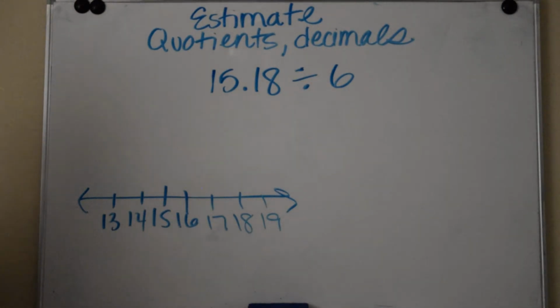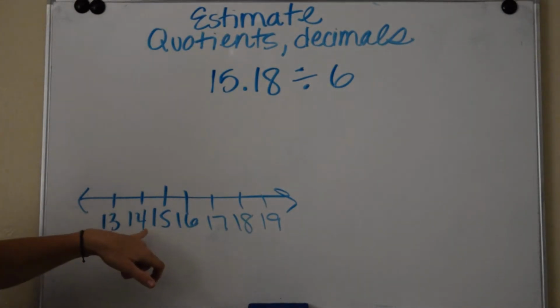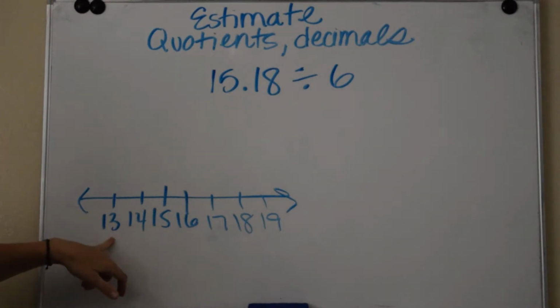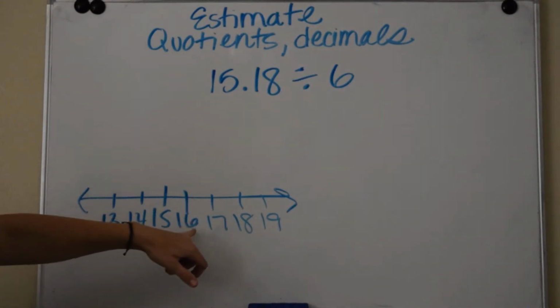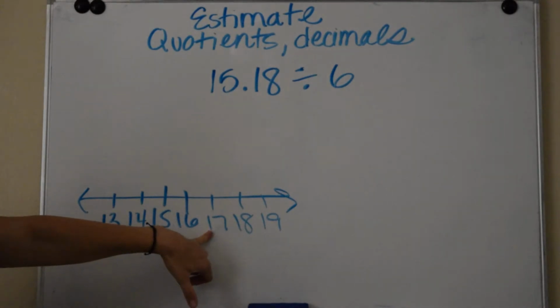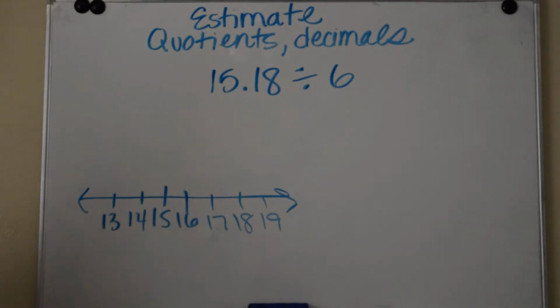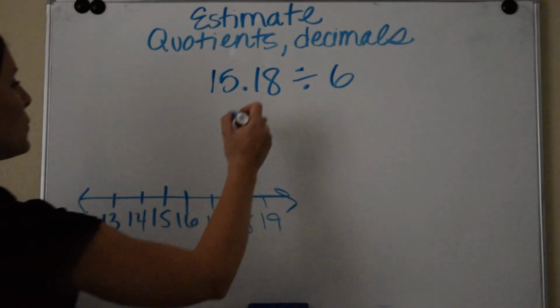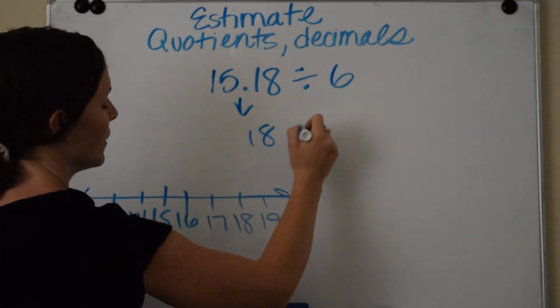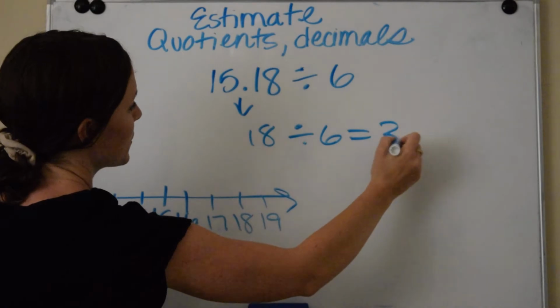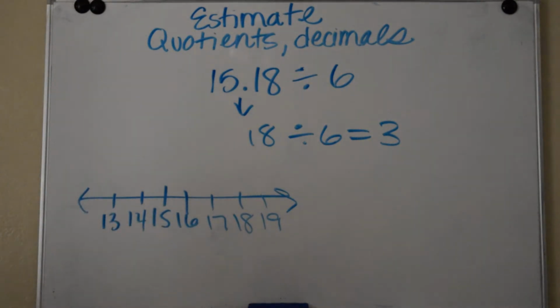Let's see. Well, 15, if I go down, 14 and 6, no. 13 and 6, no. 16, no. 17, no. How about 18? Is 18 a multiple of 6? Well, let's see. 6 times 2 is 12, and 6 times 3 is 18. That's perfect. So I'm going to round this up to an 18 and then divide it by 6. And our answer is 3. And there you have it.